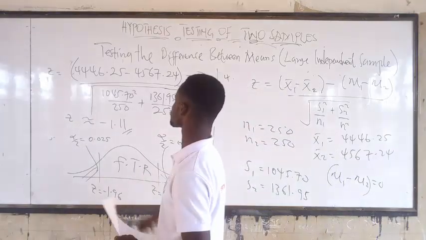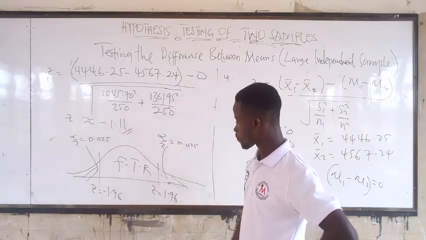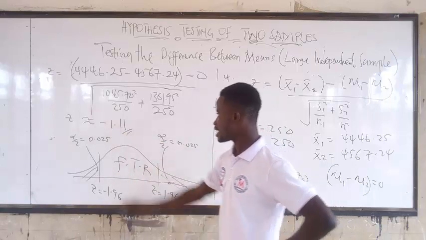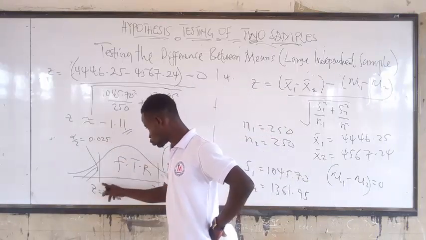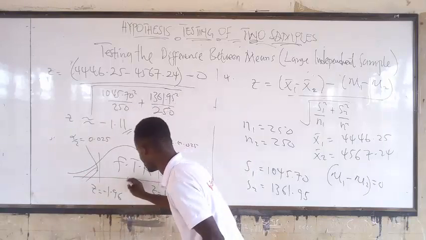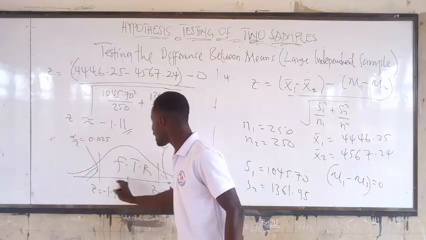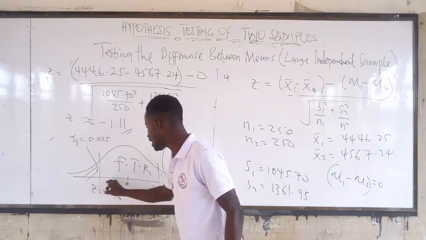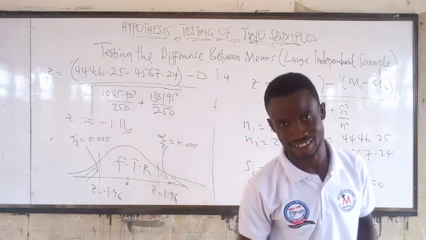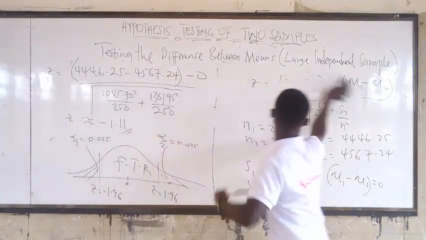Let's see, negative 1.11, where will it be? You see, negative 1.11 will not be here, and 1.11 will not be here. Because here is 0, negative 1.11 will fall within here. So it will still be in the fail to reject region. So that is that. Let's see how we are going to conclude.